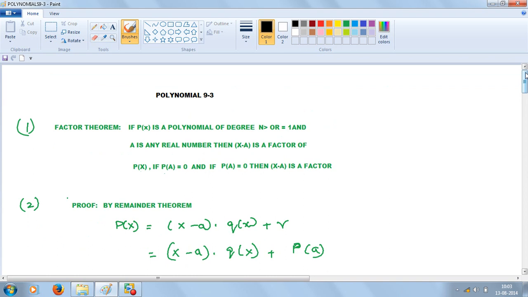So, if P(x) represents a polynomial of degree n greater than or equal to 1, and a is any real number, then x minus a is a factor of the polynomial P(x) if P(a) is equal to 0. So we put this condition in the remainder theorem: where the remainder is equal to 0, then x minus a is a factor.